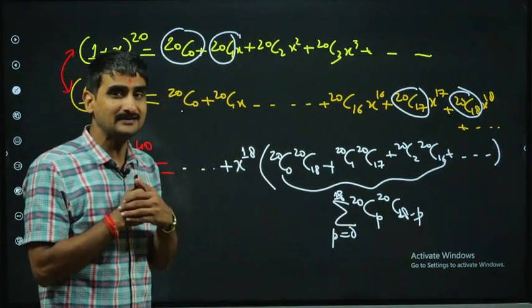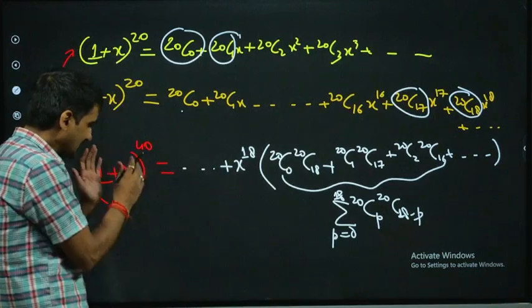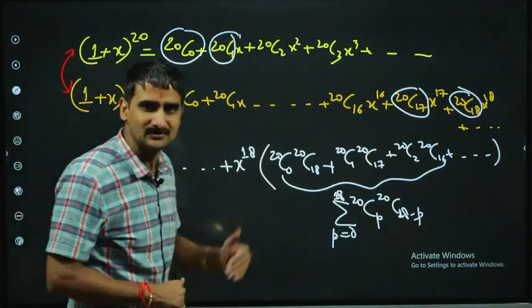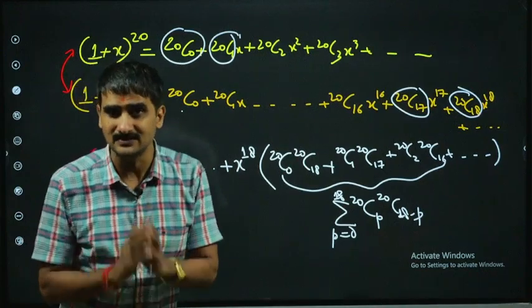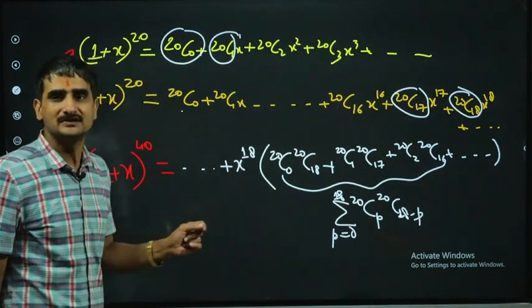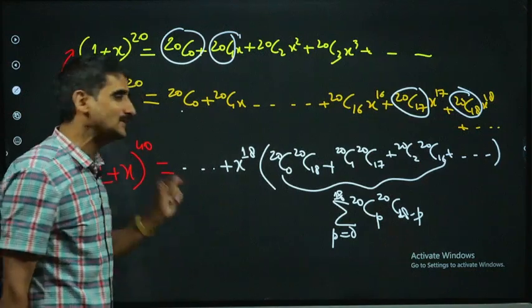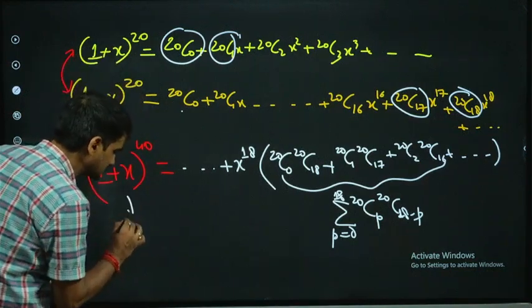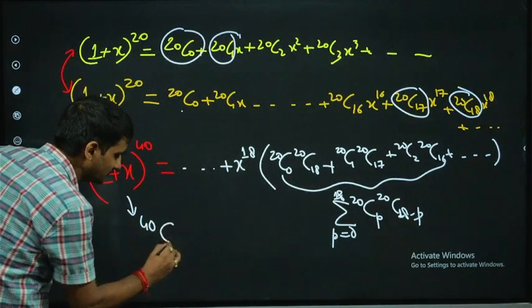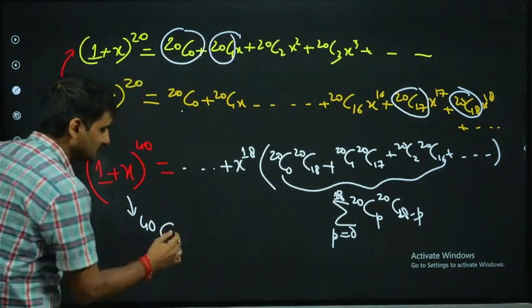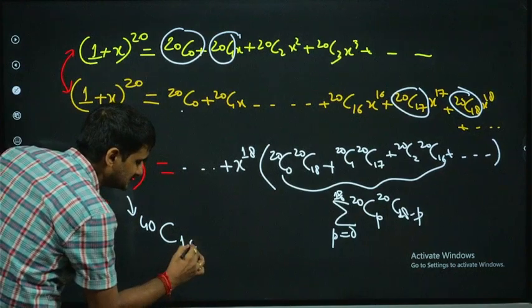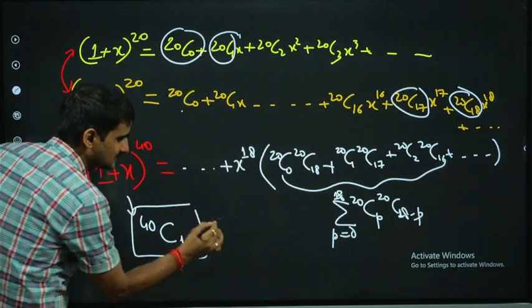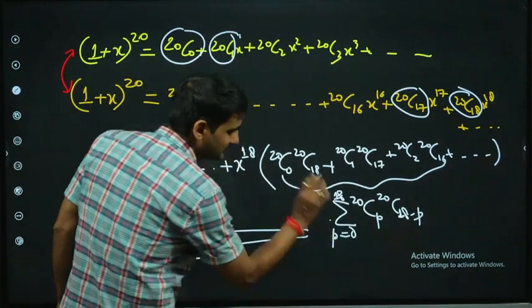And how will we get the answer? Of course, that's an identity statement. LHS is equal to RHS. That's an identity statement. So the coefficient of x raised to the power 18 needs to be the same on both sides. So here I will just collect the term with coefficient of x raised to the power 18. So its coefficient will be 40C18. So that's the answer for this series, bachon.